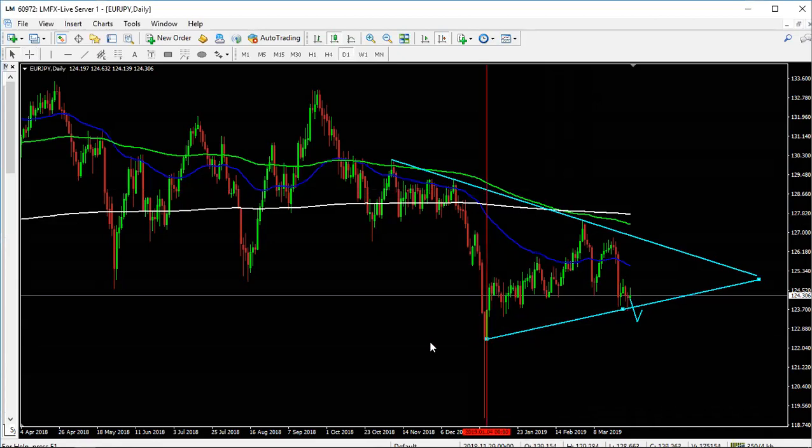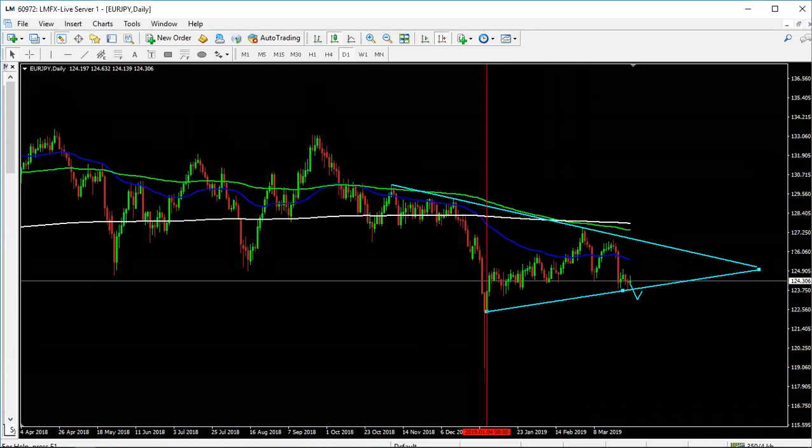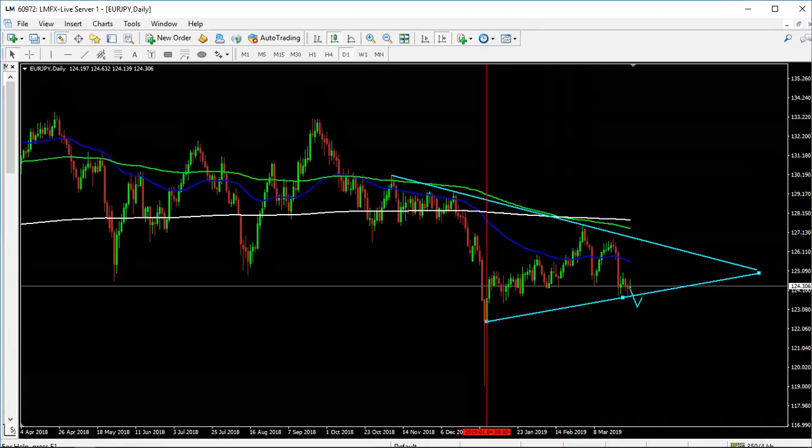Now, will it go that far? I don't know. Anybody who tells you they do know, run for the hills. Because we're not fortune tellers here. We don't have a crystal ball, okay? We predict the market with the highest probable scenarios that we can find. And a symmetrical triangle is one of those very highly probable scenarios.